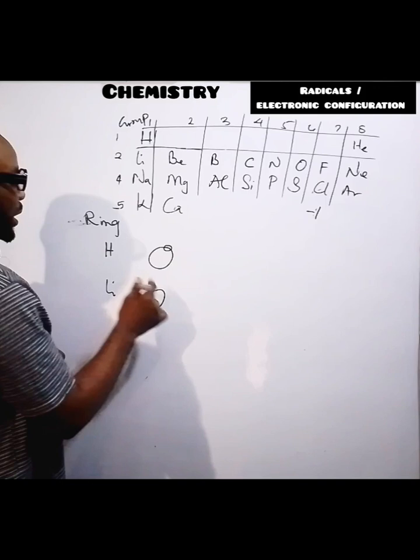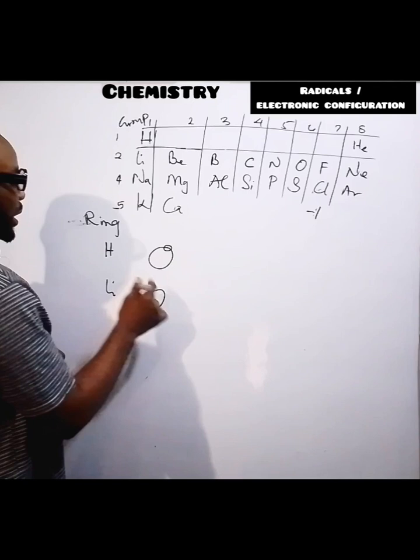Neon is 1s2, 2s2, 2p6. Then after neon is sodium. Sodium is 1s2, 2s2, 2p6. You can see you have 2p6 here. Then followed by what? 3s1. You can see sodium is 11. It's 2 plus 2, 4 plus 6, 10 plus 1, 11.